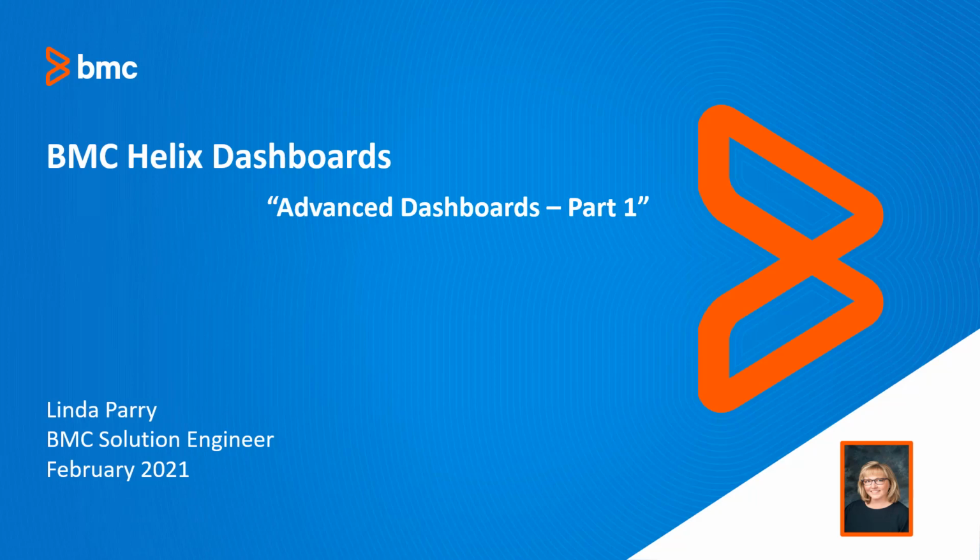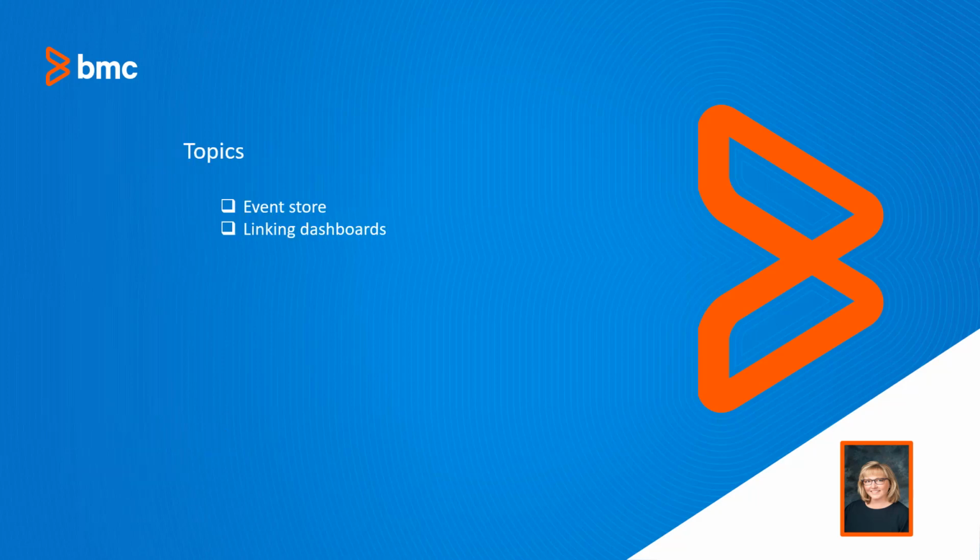We are working through a series of videos about BMC Helix dashboards. This is the third video in the series, and we will be talking about advanced dashboards. This will be part one. We'll be talking about two different topics. The event store, which is a different data source than what we've been used to so far. The event store actually brings in events from the BMC Helix operations monitoring system. And then we'll be talking about how to jump between different dashboards, linking them so it's easy to traverse them.